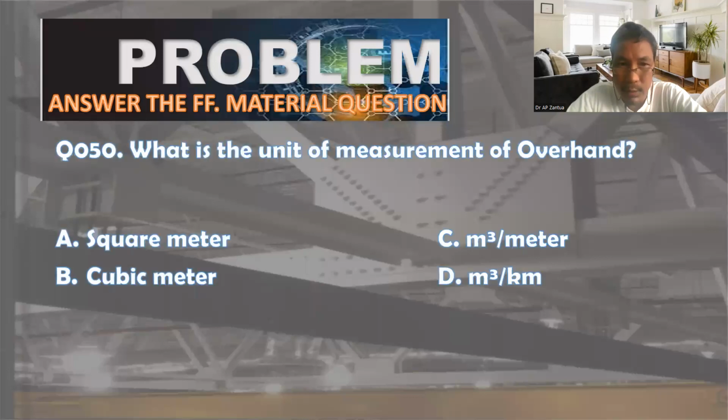With that, we are on our last slide, the challenge problem. Question number 50. What is the unit of measure of overhang? A, square meter; B, cubic meter; C, cubic meter per meter; D, cubic meter per kilometer. Again, what is the unit of measurement of overhang? A, square meter; B, cubic meter; C, cubic meter per meter; D, cubic meter per kilometer.